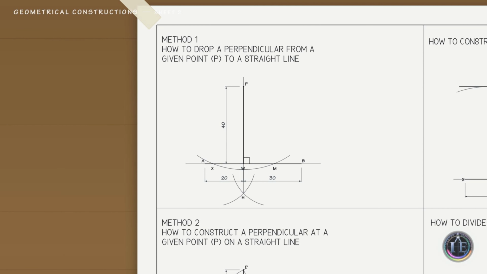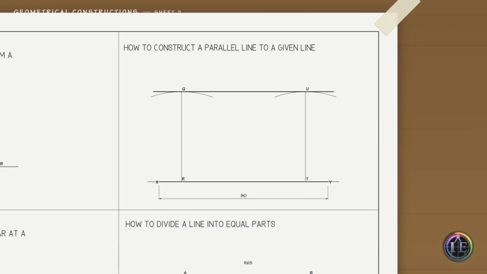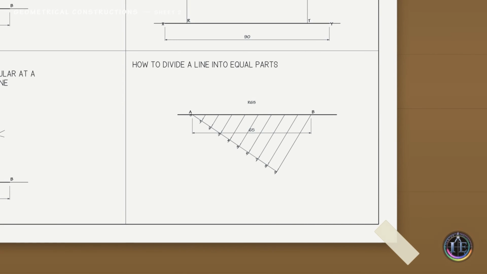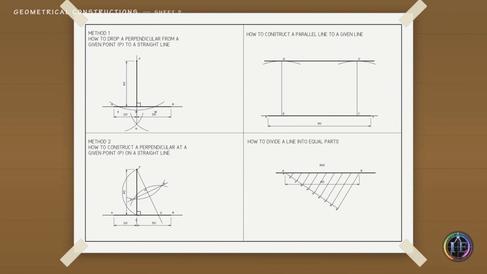You'll learn the first method of dropping a perpendicular, then an alternative method for constructing the same perpendicular. You'll accurately construct a parallel line to a given line. And finally, you'll divide a line into equal parts using professional drafting techniques. Together, these 7 constructions form the essential foundation of geometrical construction in technical drawing. Let's begin with Lesson 1.